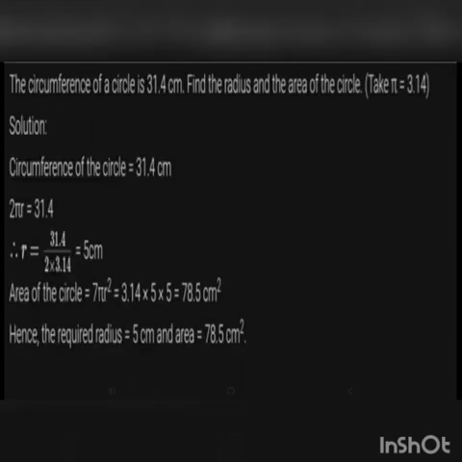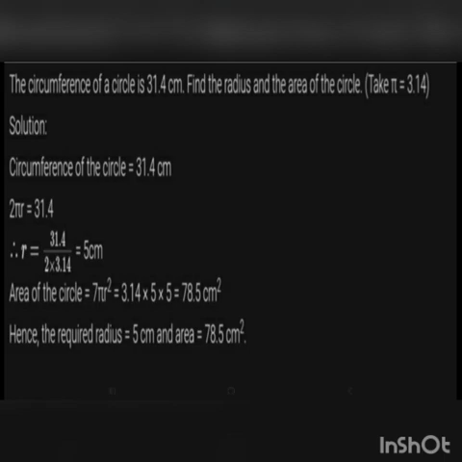Next question. The circumference of a circle is 31.4 centimeter. Find the radius and area of the circle. Same type of question. The circumference is given. We have to find the radius, then the area. If you know the radius, only then can we find the area or circumference. The circumference is given and we have to find the area.